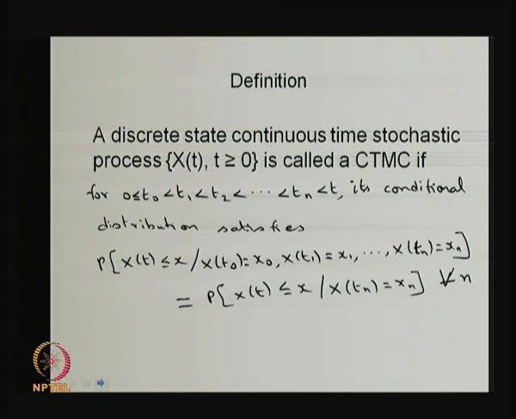So, since this property is satisfied by the stochastic process which has a discrete state space and a continuous parameter space, that stochastic process is called a continuous time Markov chain. So, this is the definition. Now, we are going to give some more properties of the continuous time Markov chain and some simple examples, as well as explain the limiting distribution and the stationary distribution for continuous time Markov chain in this lecture.